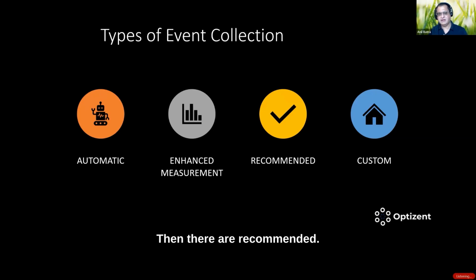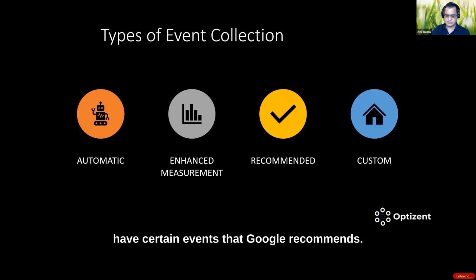Then there are recommended events. Recommended events are based on the verticals. So for example, e-commerce or shopping, you have certain events that Google recommends. If you want to track purchase, then use an event called purchase. If you want to track lead generation, then track the event as generate_lead. So there are recommended events.